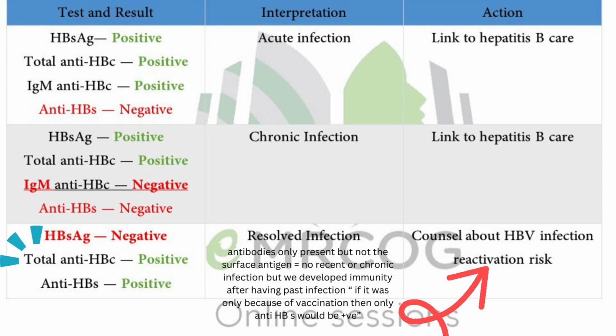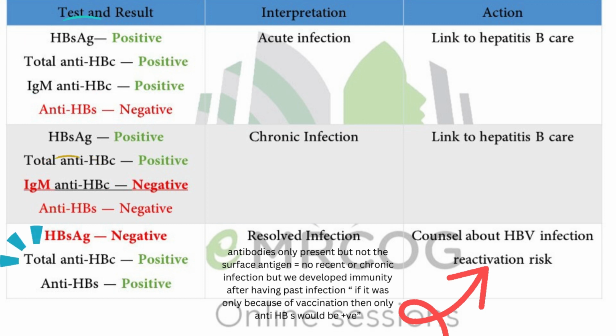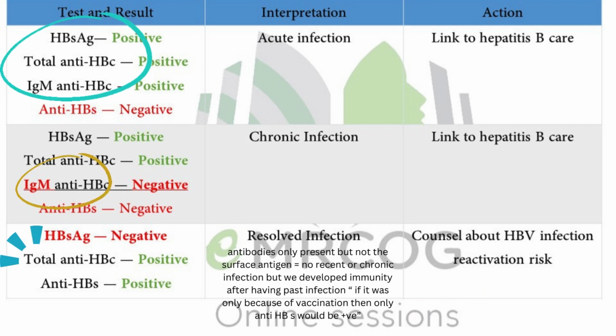If you have the antigen to the surface positive, that means that you had the infection now or previously. Then the total to the core is positive. Okay, I have developed immunity, but I have no idea if this immunity is chronic or acute. If the IgM anti-core is negative, that means that I'm not having a recent immunity. That means that I have a chronic infection. And again, of course, the hepatitis surface antibody is going to be negative. Makes sense.